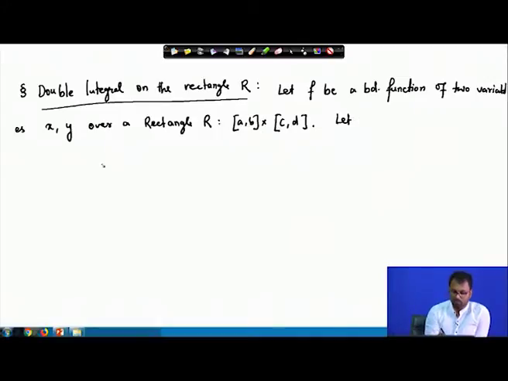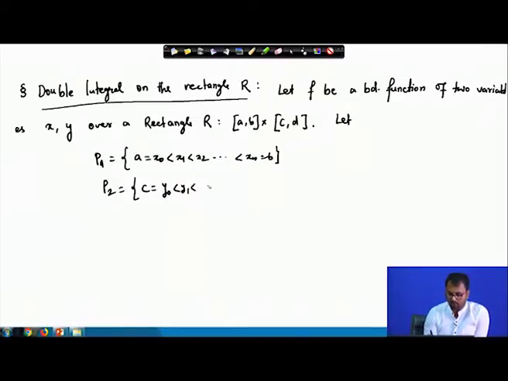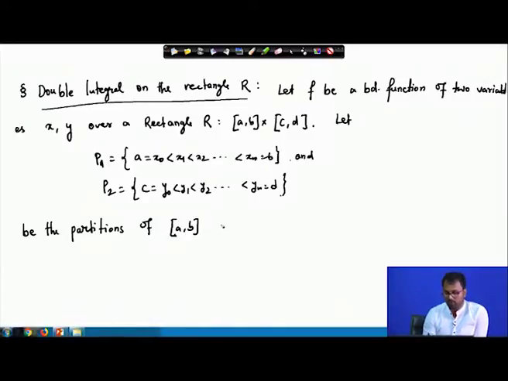and also let P1 be the partition of the interval for the variable x, so a = x0, x1, x2, x3 up to xn = b, and P2 be the partition c = y0, y1, y2, up to yn = d. Let P1 and P2 be the partitions of [a, b] and [c, d] respectively.